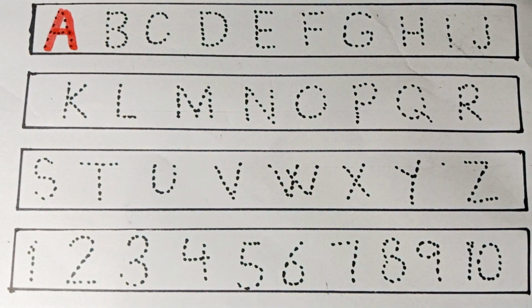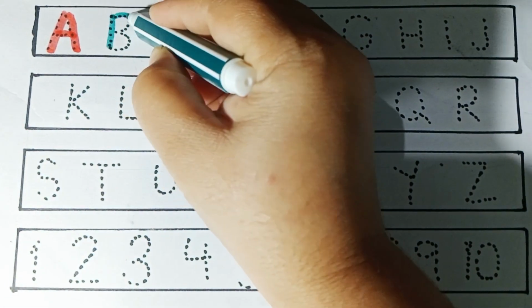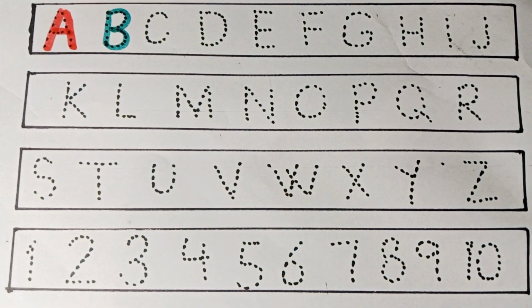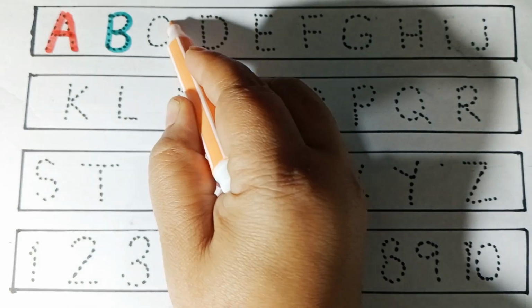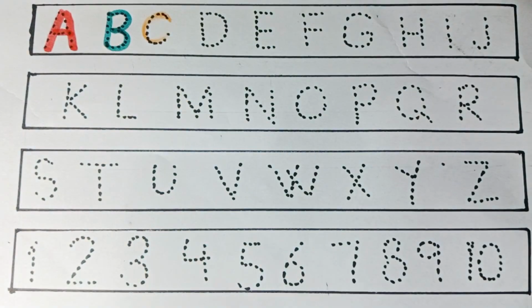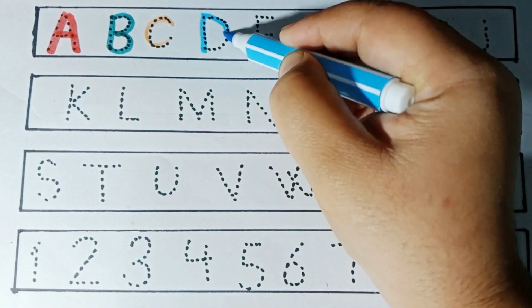A for airplane, green color, dark green color. B for butterfly, orange color. C for cat, sky blue color.